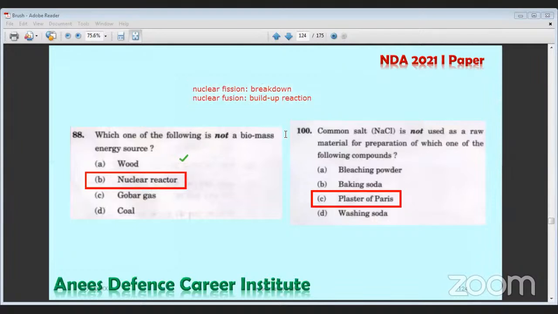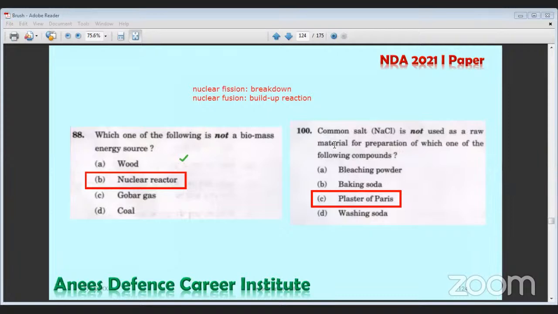Next question, please. Common salt, that is NaCl. Common salt NaCl is also called sodium chloride. Okay, sodium chloride is the chemical name. The common name is common salt. NaCl is not used as a raw material for preparation of which of the following compounds? Options are bleaching powder, baking soda, plaster of Paris, washing soda.